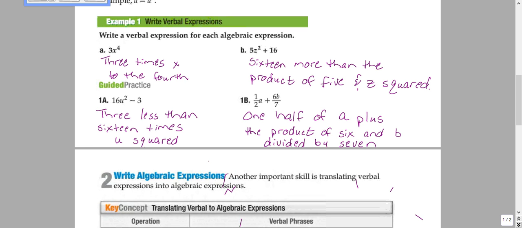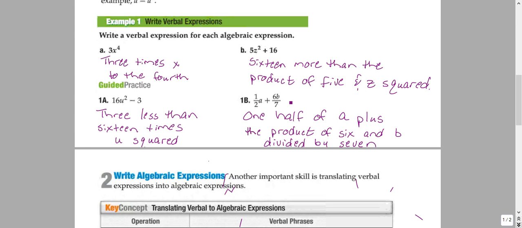Okay, remember many different ways that we can write this. 1a I decided to write as 3 less than 16 times u squared. You could have said 16 times u squared minus 3, same thing. 1b, I decided to write 1/2 of a plus the product of 6 and b divided by 7.